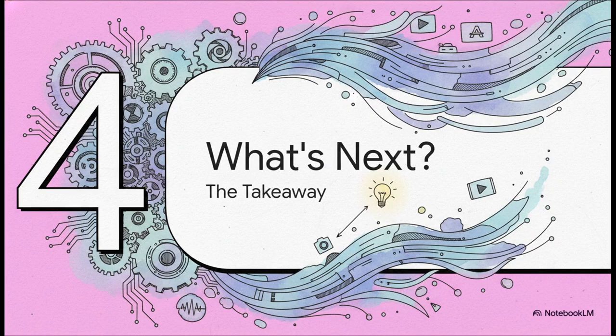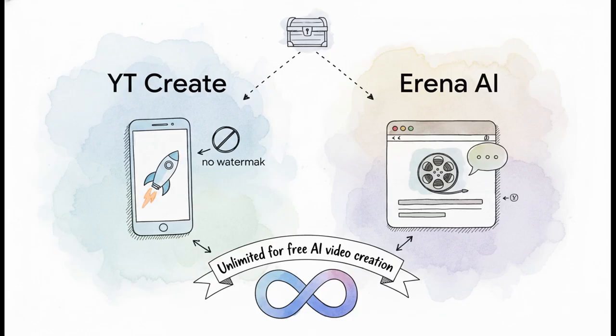So what's the big picture here? Let's do a quick recap of what all this means for you and your creative projects. So the problem was simple. GoCo AI went behind a paywall. But the solution is even simpler. We've got YT Create, the super fast watermark-free app. And we've got Arena AI, the web tool with that cool dialogue feature and a tiny editable watermark. The bottom line is that you have two powerful and currently unlimited options at your fingertips. You should definitely try them both.